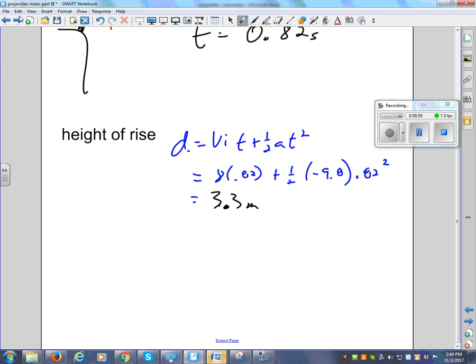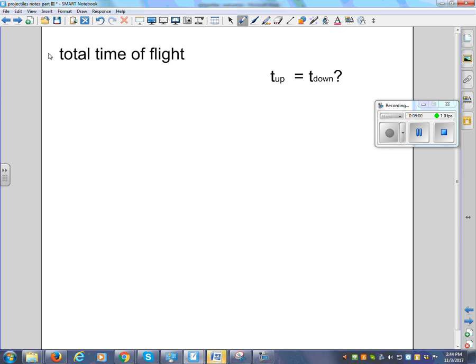So 3.3. Okay, now, total time of flight. Is the time up equal to the time down? Only if the launch height is the same as the landing impact height, right? Okay, so the time up is not equal to the time down. But you can still add it.